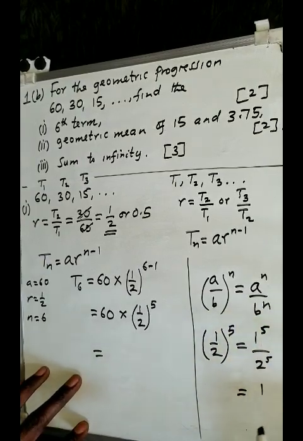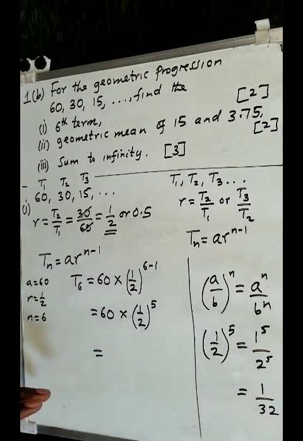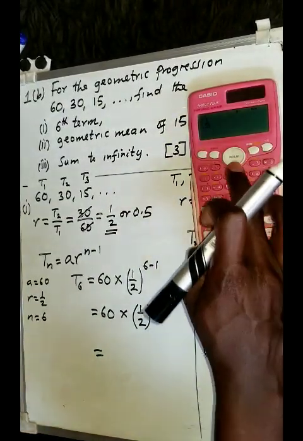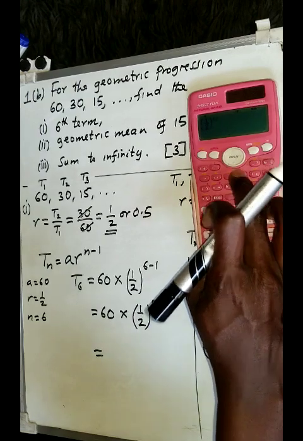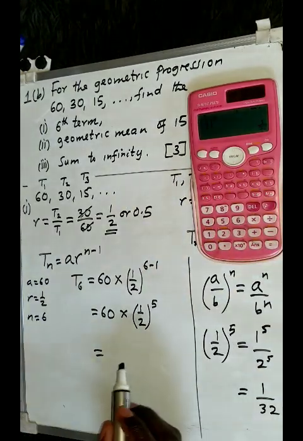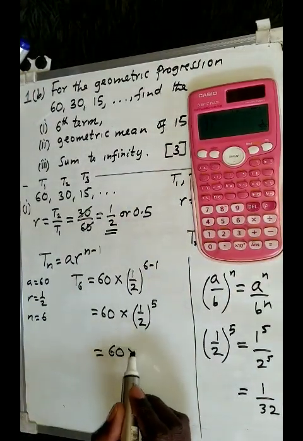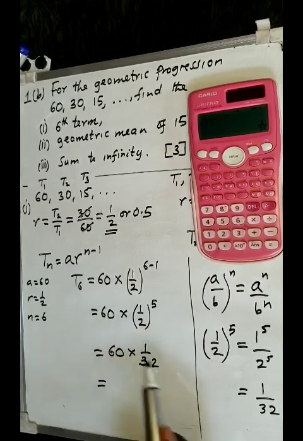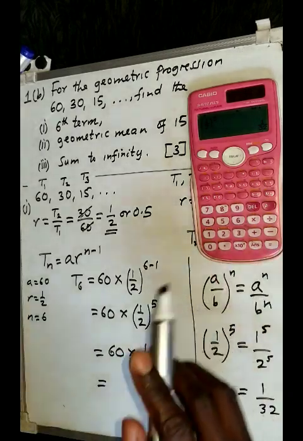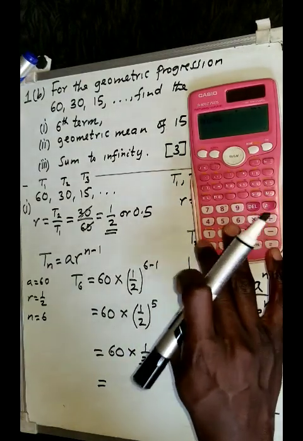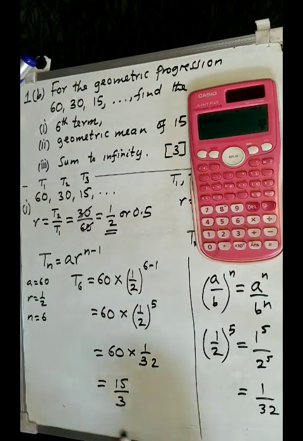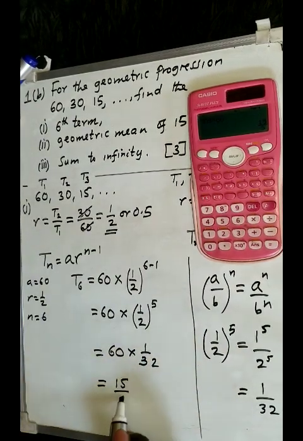1 raised to the power 5 will still give you 1. 2 raised to the power 5 will give you 32 if you use your calculator. Let me also use a calculator: 1 over 2 raised to the power 5 will simply give you 1 over 32. So it will be 60 multiplied by 1 over 32. Remember, 4 can go there. It is the same as multiplying by 60, which is going to give you 15 over 8.